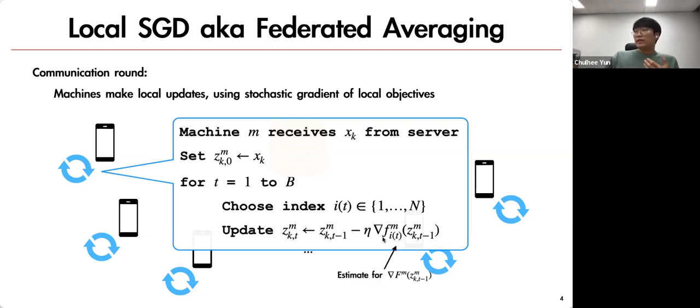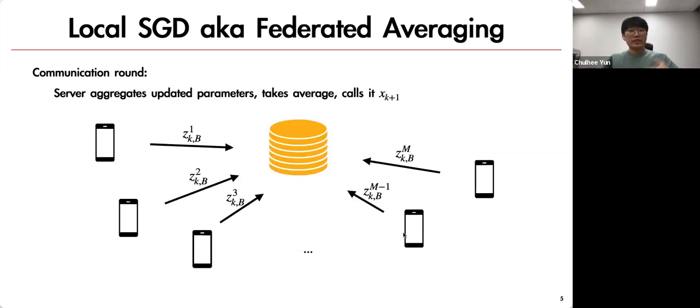And this index I of t is used as a stochastic gradient, which serves as the estimate for the local objective function fm. Okay. So after making these B updates, the server aggregates the updated parameters and takes the average of those updated parameters, and then the server sets the next global iterate x_{k+1} to be that average. Okay, so this is how the global iterate is updated at the end of the communication round.